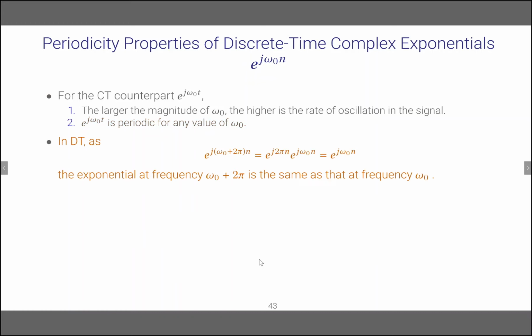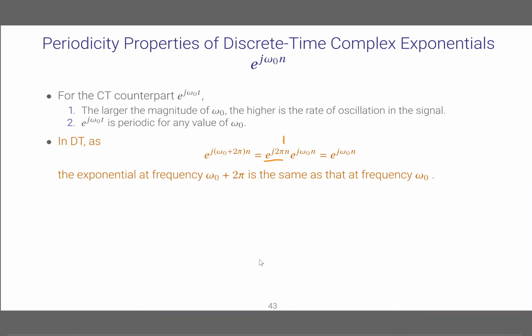In discrete time, e to the power of j (omega naught plus 2 pi) n is equal to e to the power of j 2 pi n times e to the power of j omega naught n, so this first quantity is 1 because n is an integer. See, because n is an integer, that happens. The exponential at frequency omega naught plus 2 pi is the same as that at frequency omega naught.